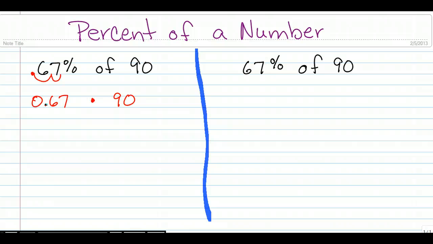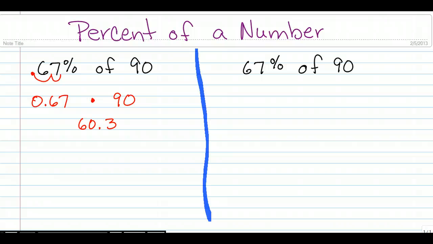Go ahead and plug that into your calculator. What? You don't have it with you? Go get it. Pause and then plug that in and see what you get. All right, 60.3 is your answer. And that's one way you can find percent of a number.